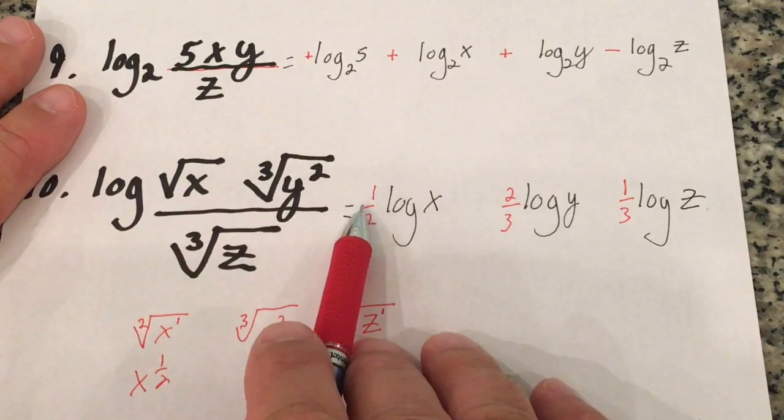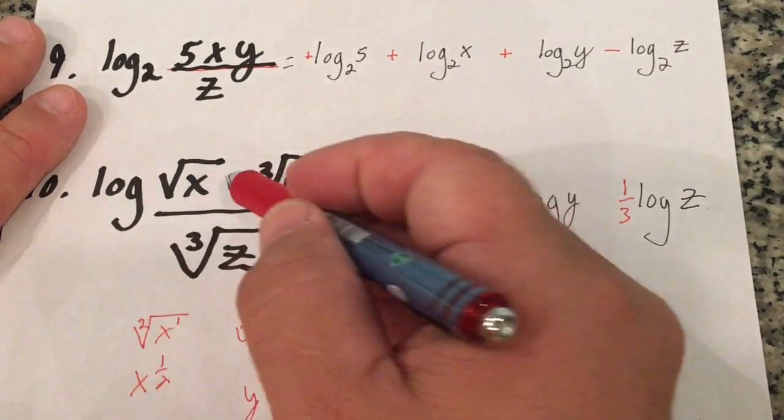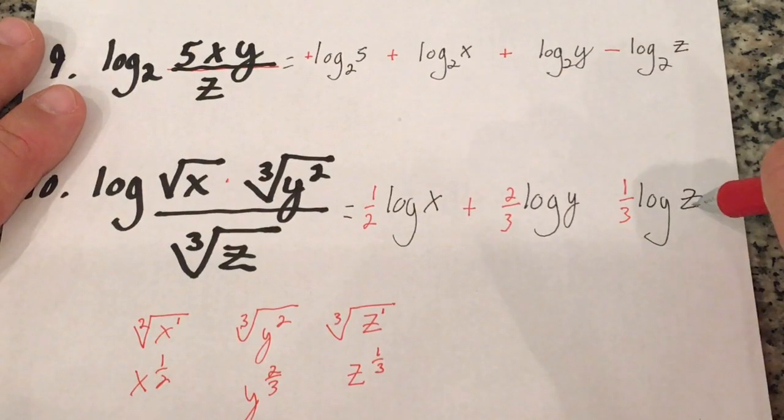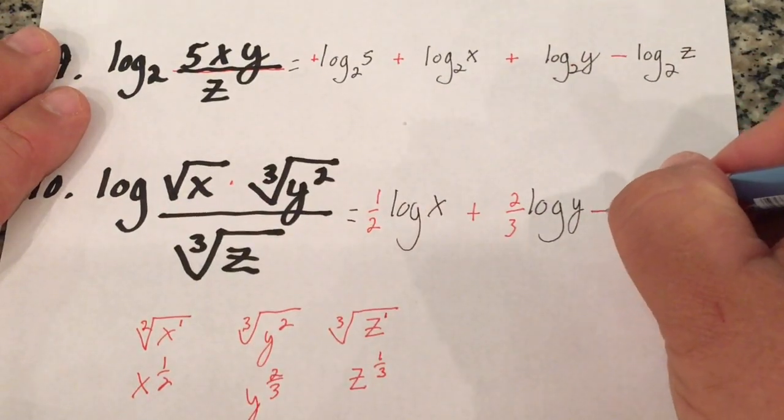Notice the x is on top, so it's going to be a positive 1/2. The y is on top, I'm multiplying it. So that's going to be a positive 2/3 log base 10 of y. And the z is on the bottom, it's divided, so that gets changed to subtraction.